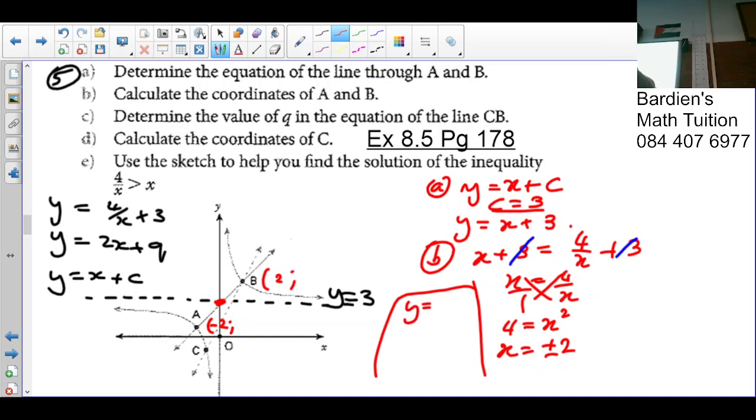Okay, with the plus 2 first, so y is equal to 2 plus 3, which is 5. So that is 5 there. And y is equal to minus 2 plus 3. Again in the straight line, y is equal to 1. Okay?